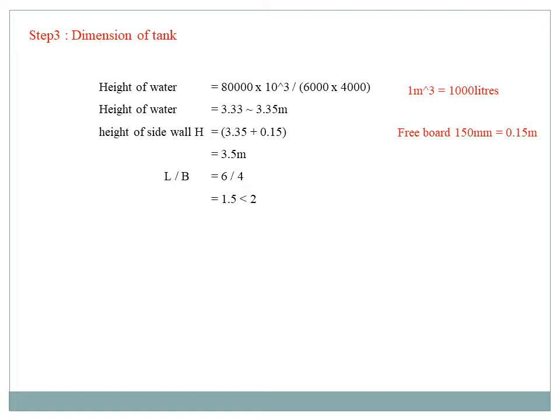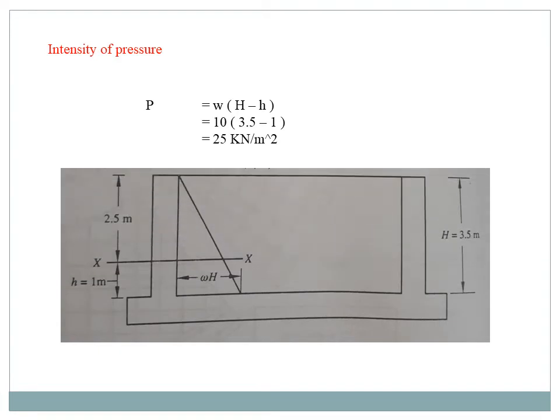So height of side wall H is equal to height of water plus freeboard. Freeboard is 0.15, so 3.35 height of water plus 0.15 freeboard. Add the total and you get the height of the side wall. So total side wall height is 3.5 meter. Then L by B ratio is less than 2. Then the intensity of pressure: p is equal to w into (H minus h), where H is the capital H height and w is the assumed unit weight.